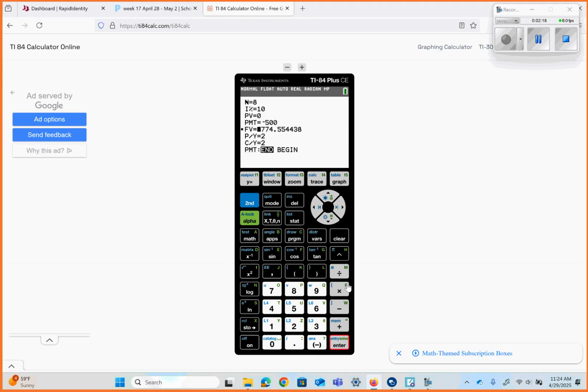And then how much should be invested at the end of each year? 10% compounded annually in order to have $50,000 in your account after 8 years. Okay. How much should be invested at the end of each year for 8 years? So that's 8. That's 10%. Previous value of 0. Payment of, we don't know. He wants to get to $50,000.